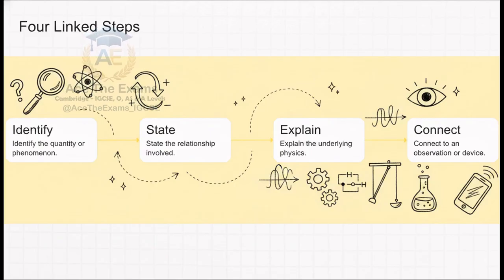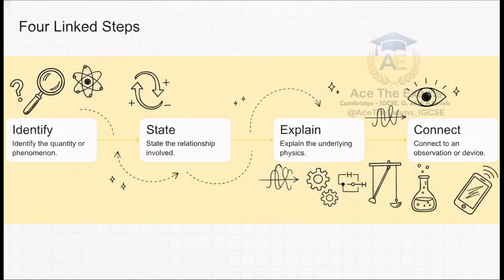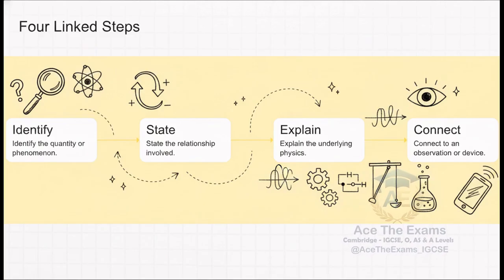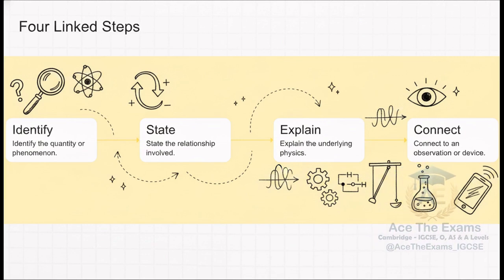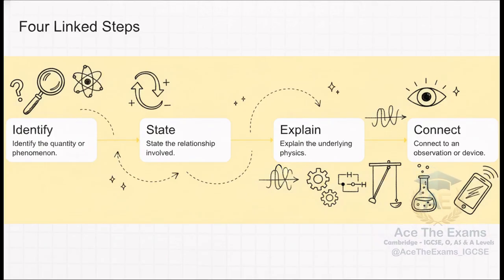Now, I want to play a quick game. Imagine 2 answers. One just lists the formula for a transformer. The other says, an alternating current in the primary coil creates a changing magnetic field, which induces a voltage in the secondary coil. Which one follows PEEL? It's the second one, right? Because it actually explains the steps.